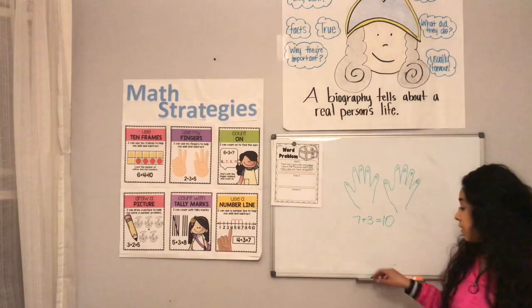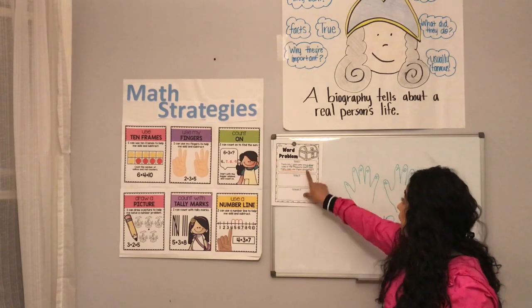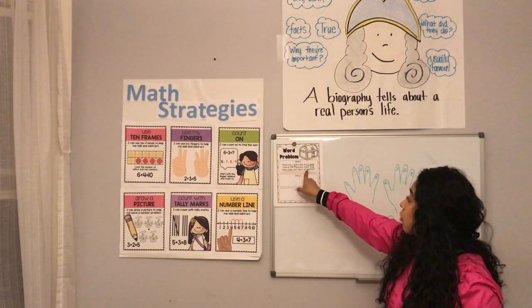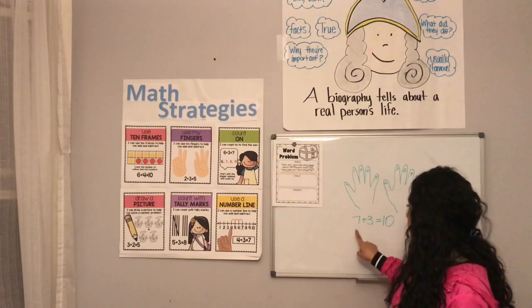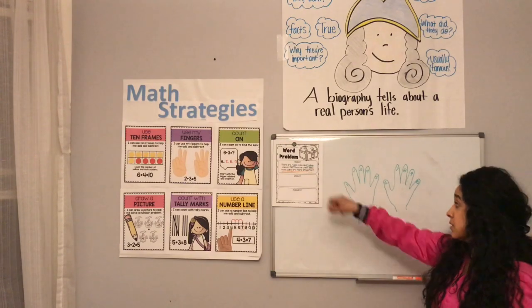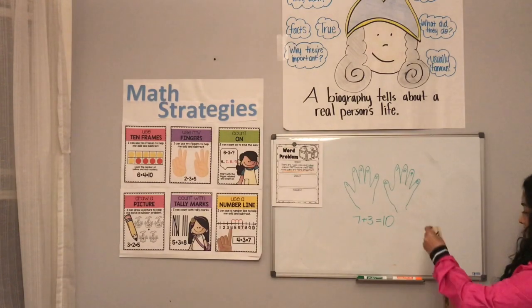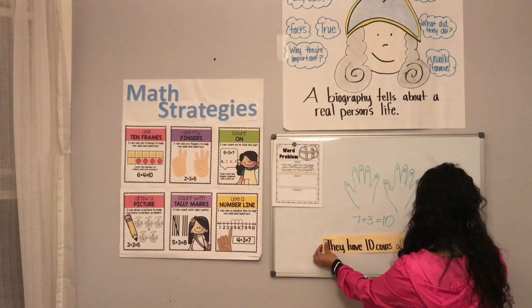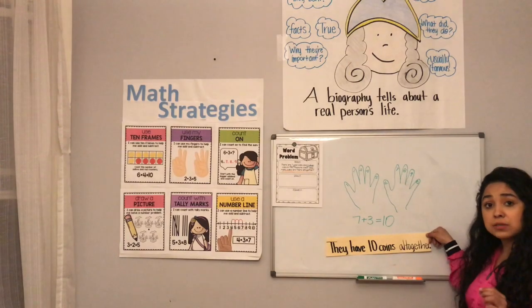And remember that in word problems, they asked you in a sentence, they said, how many coins are there all together? So you need to write a sentence. In your answer, you can put 7 plus 3 equals 10, but they wrote you a whole sentence, so you need to write one too. So your sentence would look like, they have 10 coins all together.